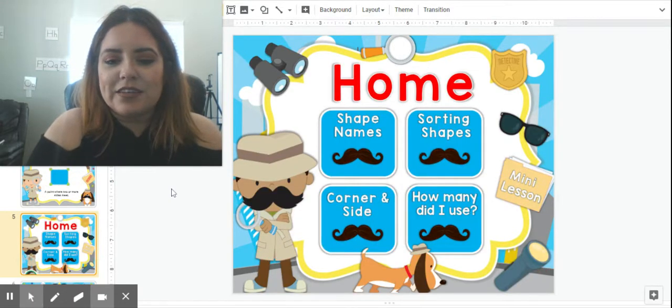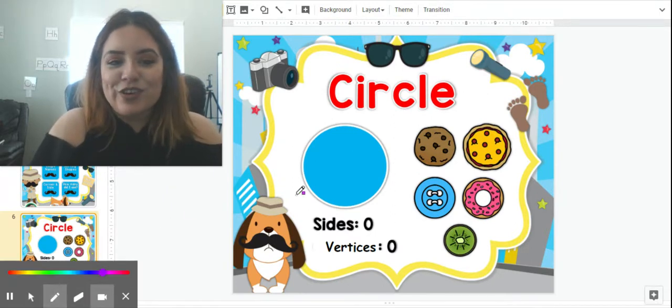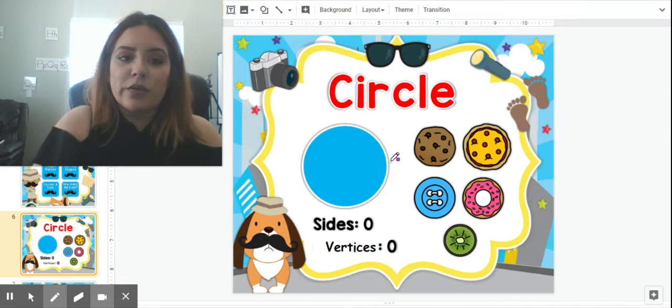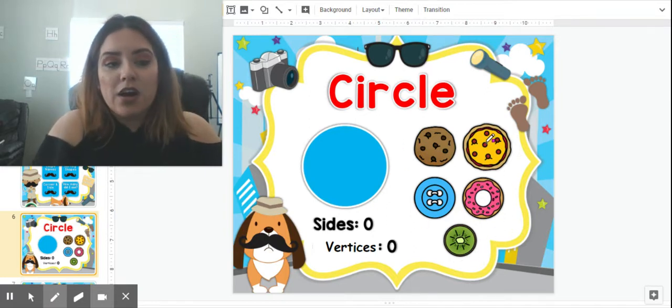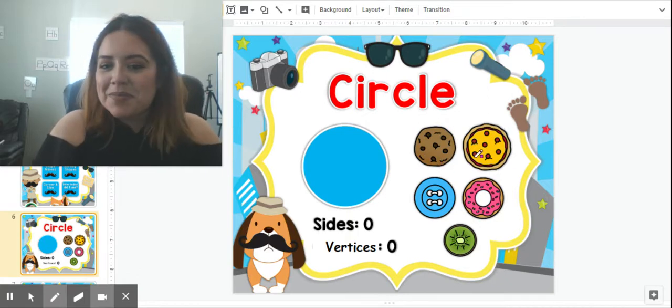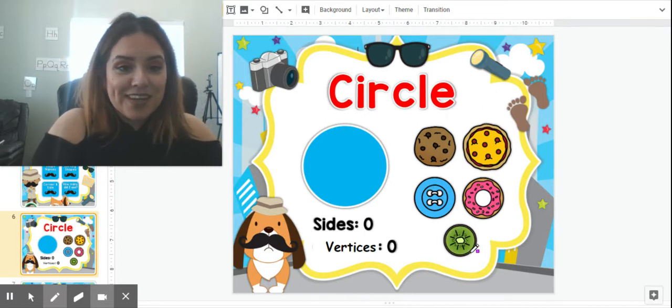All right, let's get started. So the first shape we're going to look at is a circle. Okay, you've seen a circle before. So here we have the shape, the name, and then these are some objects that we can see in real life that are the shape of a circle. For example, a cookie, a pizza, a button, a donut, and a kiwi. These are all the shape of a circle.